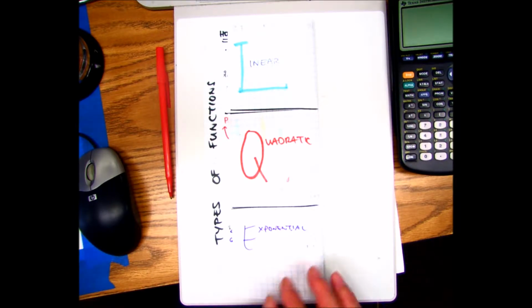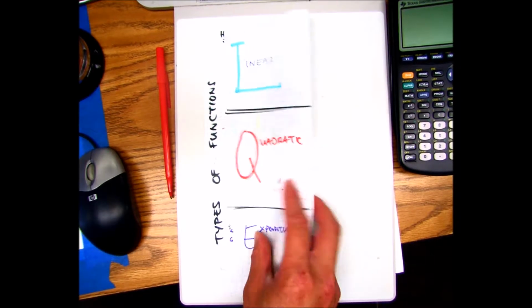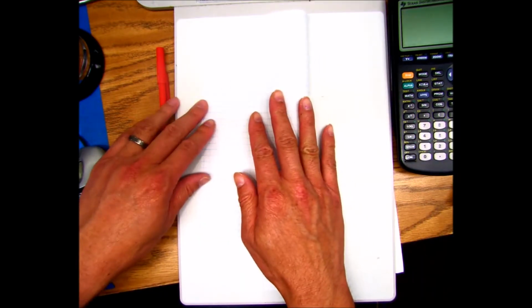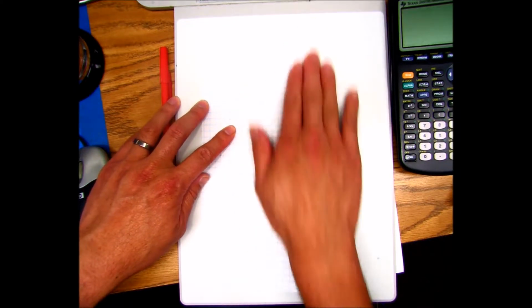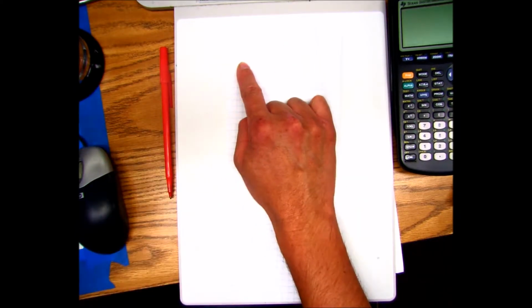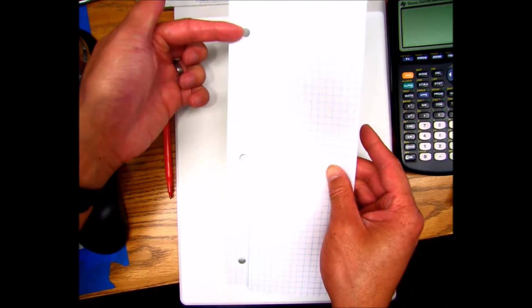Alright, so we're going to make a foldable. And to do that, you're just going to take a piece of paper and you're going to fold it hot dog or churro. Right there, right before the circles or the holes in the page.